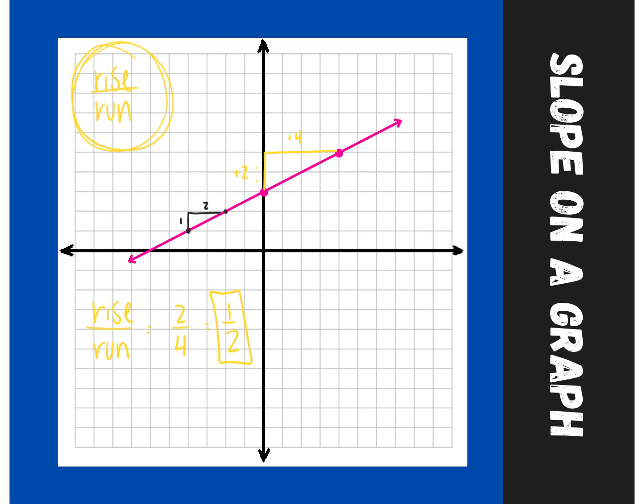And that's important information about a linear relationship. If it's truly linear, the slope should be consistent. It should be the same no matter which 2 points you use.